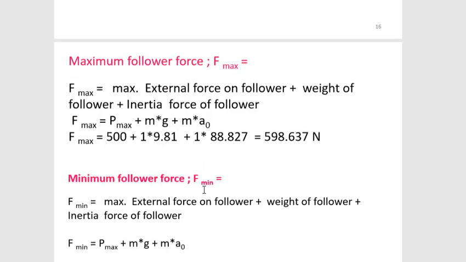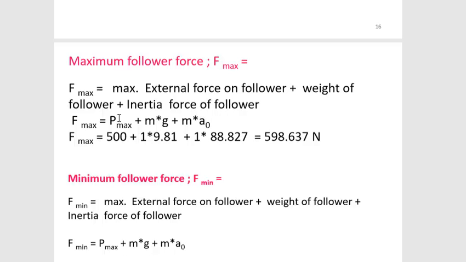Now let us try to find out maximum follower force. The maximum follower force, represented by F max, depends upon certain parameters like maximum external force on follower plus weight of the follower plus inertia force of follower. So for maximum follower force F max, it can be P max plus mg plus m into the outward acceleration.